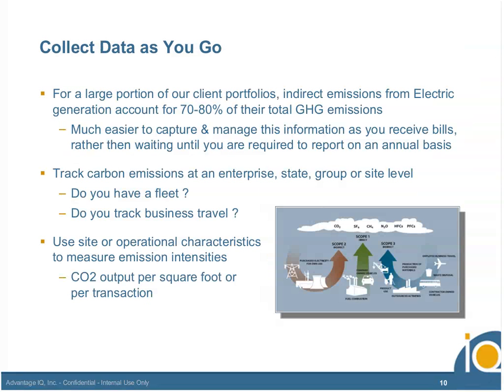One of the best things here is to really collect this information as you go. For a large portion of our client portfolios, the indirect emissions that come from the generation of the electricity and gas that your sites use accounts oftentimes for 70 to 80% of your overall greenhouse gas emissions. And it's a whole lot easier to capture all of that information and maintain and manage it as you're navigating through the year, than at the end of the year having to suddenly go collect all of that information. And again, it's the type of information that finance, even though it's all getting reported through your GL, you won't have that usage information typically.